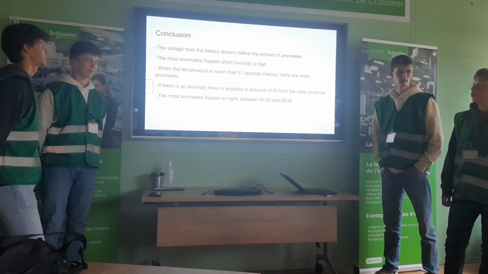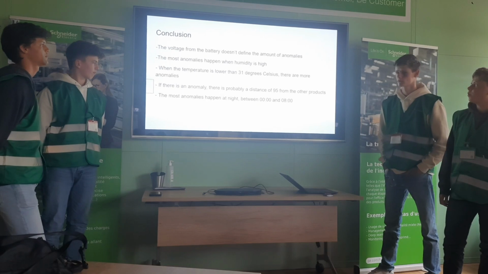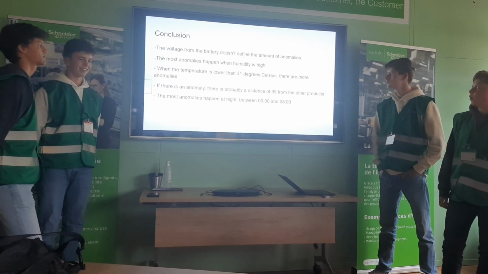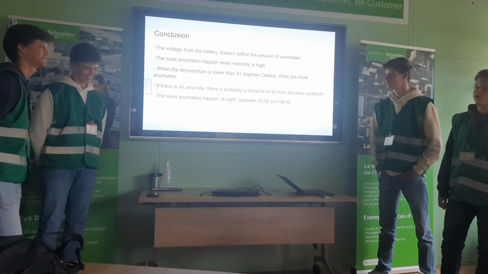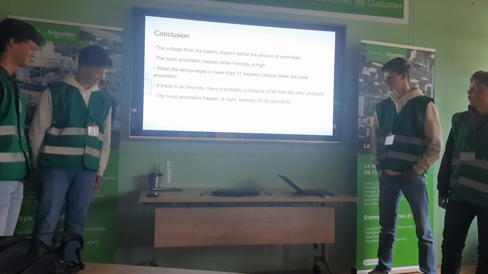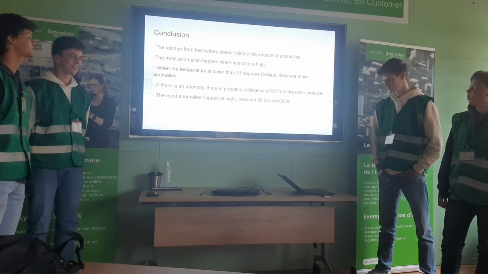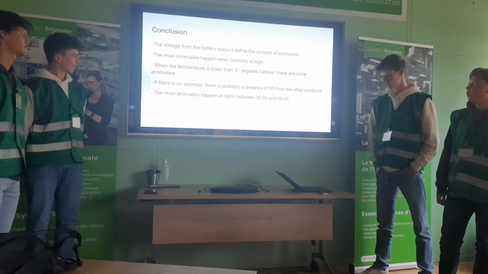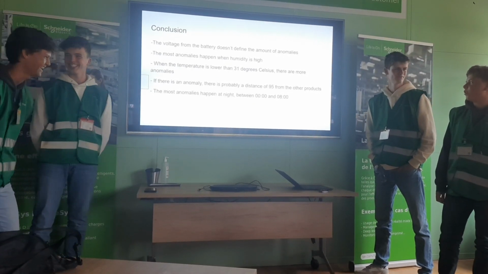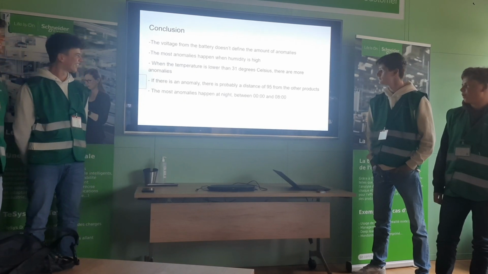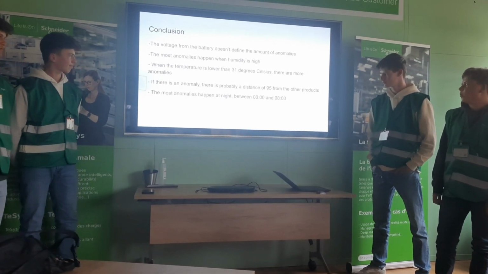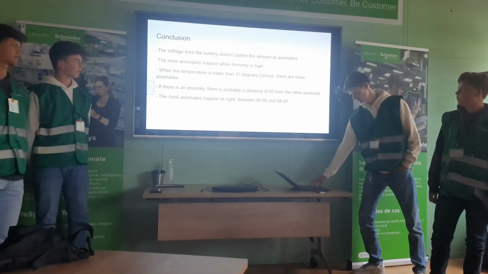The conclusion. The voltage from the battery doesn't define the amount of anomalies. The most anomalies happen when humidity is high. When the temperature is lower than 31 degrees Celsius, there are more anomalies. If there is an anomaly, there is probably a distance 95 from the other product. And the last one, the most anomalies happen at night, between midnight and 8 o'clock.